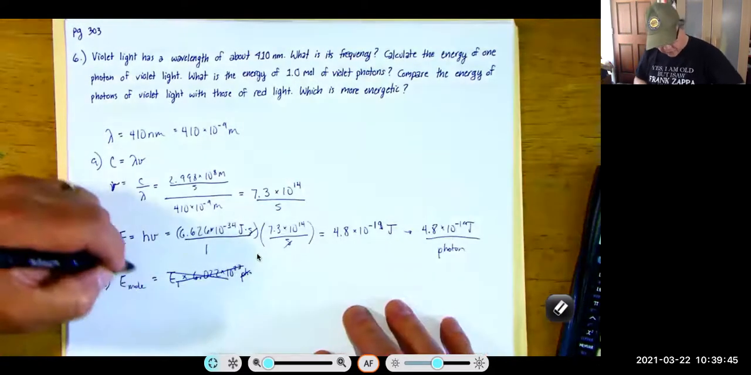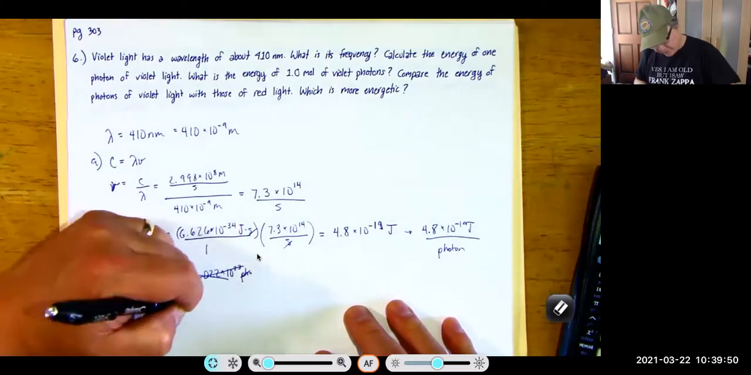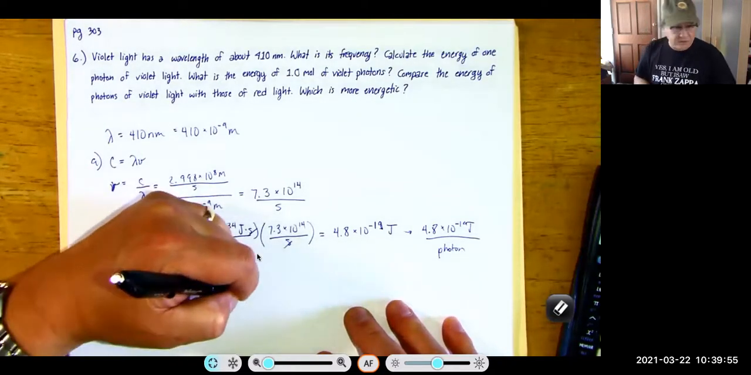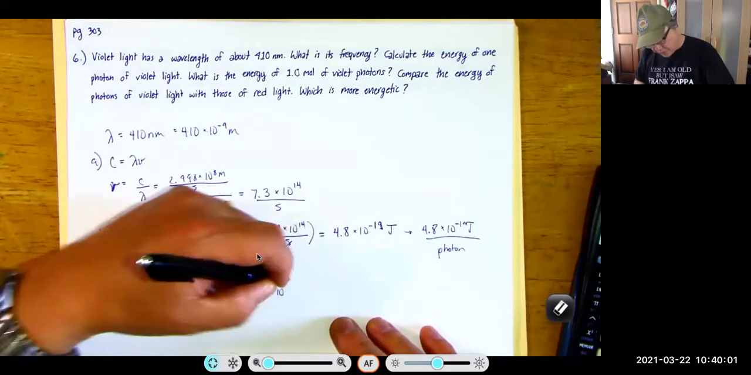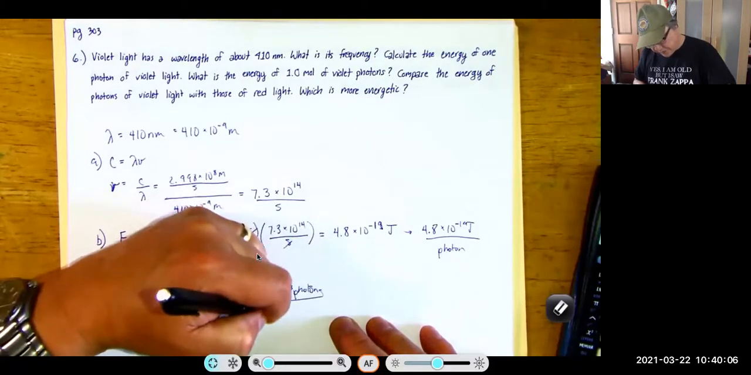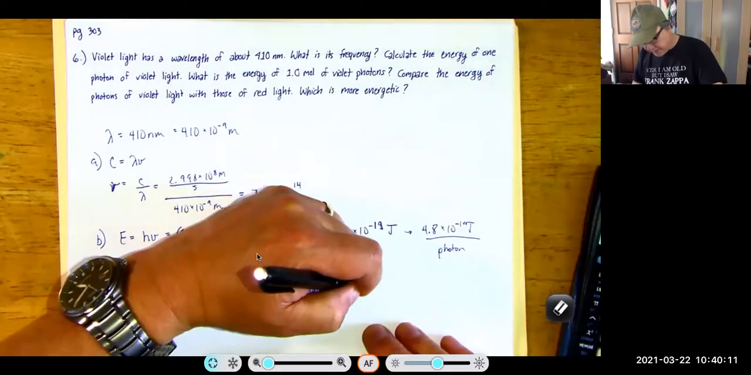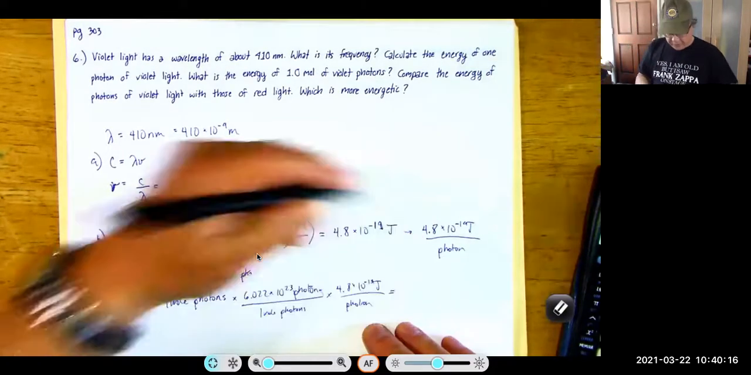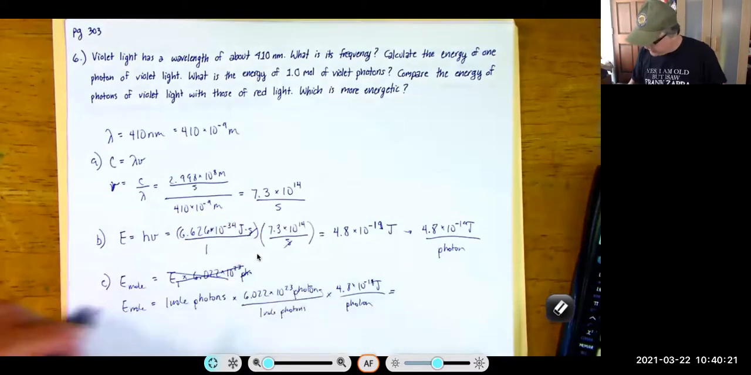So for the energy of 1 mole, we're going to say 1 mole of photons times, and I'm going to go ahead and use a conversion factor here, 6.022 times 10 to the 23rd photons per 1 mole of photons, and then times 4.8 times 10 to the minus 19 joules per 1 photon. Okay, so you can see that this number is going to be pretty large.